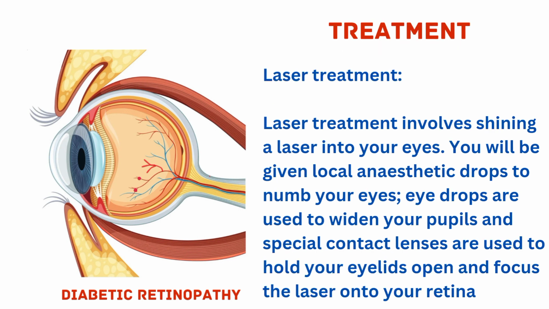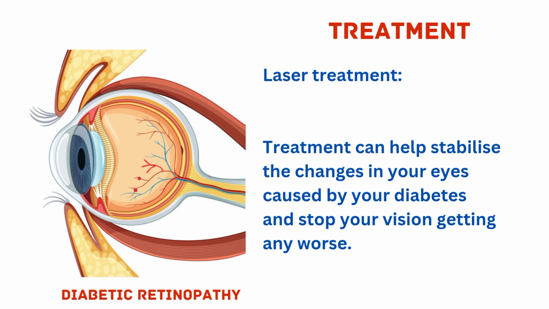Laser treatment involves shining a laser into your eyes. You will be given local anesthetic drops to numb your eyes. Eye drops are used to widen your pupils, and special contact lenses are used to hold your eyelids open and focus the laser onto your retina. Treatment can help stabilize the changes in your eyes caused by your diabetes and stop your vision getting any worse.